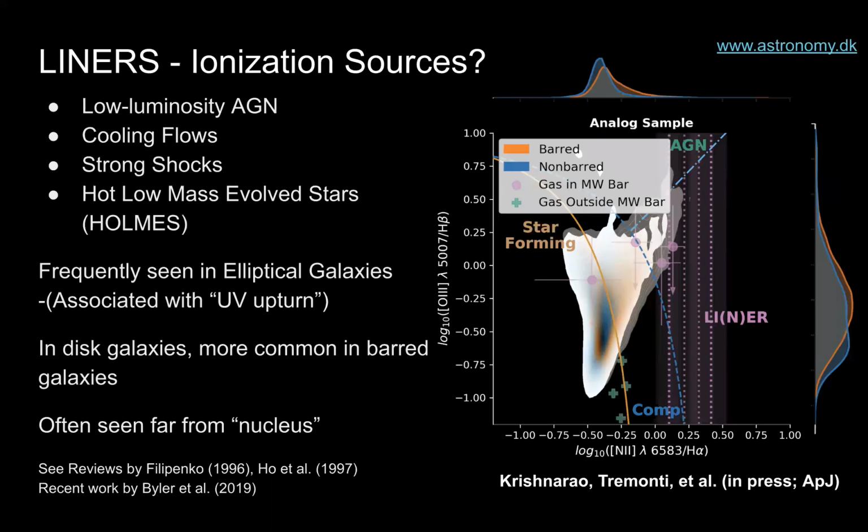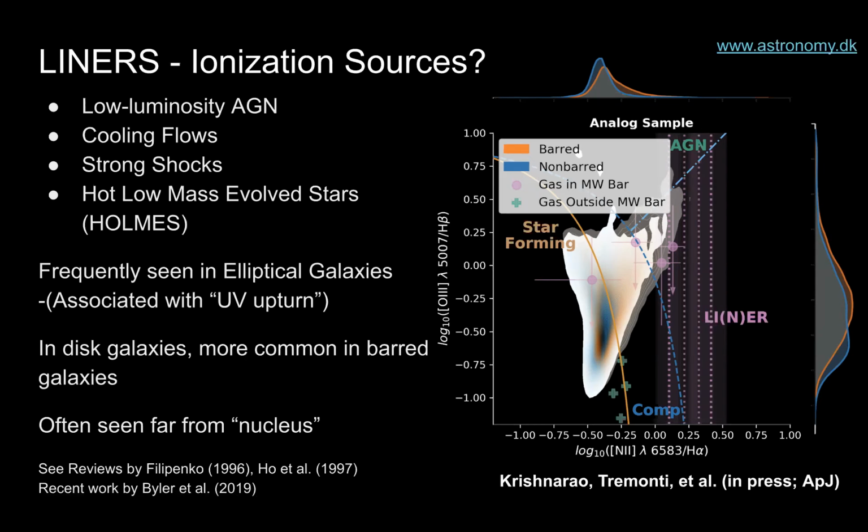And then more recently, what people have been very convinced about are classes of stars called hot low-mass evolved stars, or HOLMES. So these are low-mass stars that in their late evolutionary stages, either as white dwarfs, planetary nebulae, post-AGB stars, or other types of subdwarf O and B stars, are very hot, but very low in luminosity. And if you have enough of them, they could potentially get you to the state of LINERs that you see in other galaxies. They're also really frequently seen in elliptical galaxies.